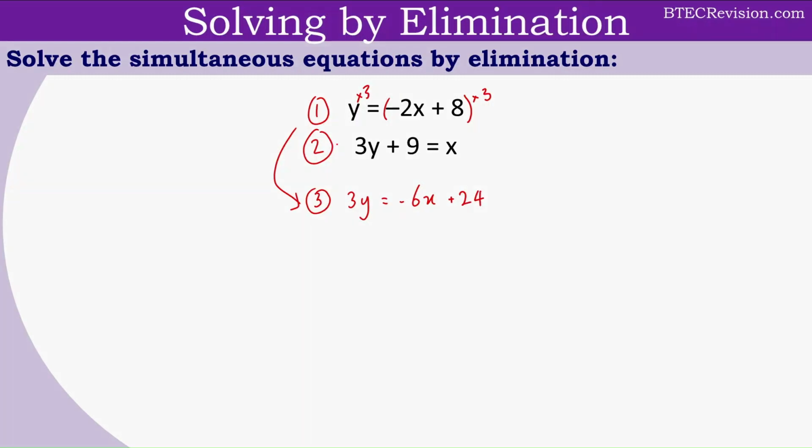Now we can take equation 2 and take that away from equation 3. We'll have to do that for the left side of both equations and the right side of both equations. So that will give us 3y plus 9, take away 3y, that's going to be equal to plus 9. And that's the left side, which is equal to the right side. So that would be x, take away everything over here, which is take away negative 6x. So that's going to be 7x. And then we have take away 24.